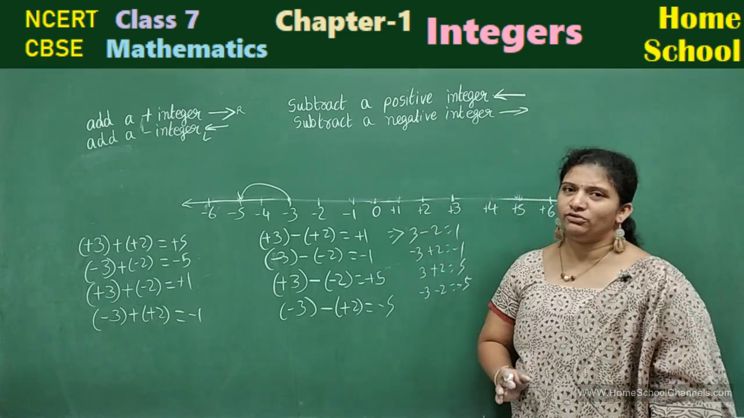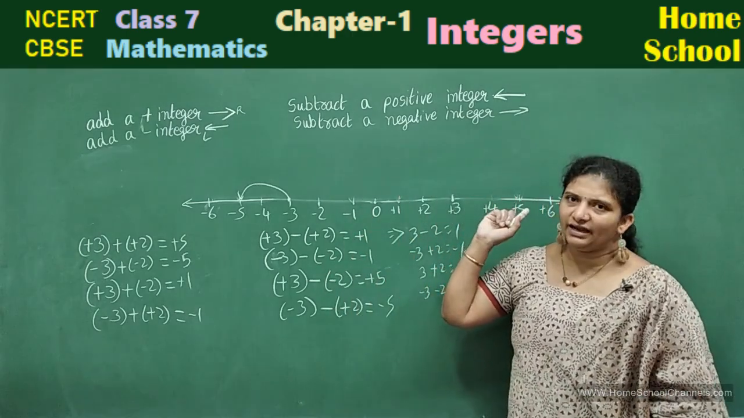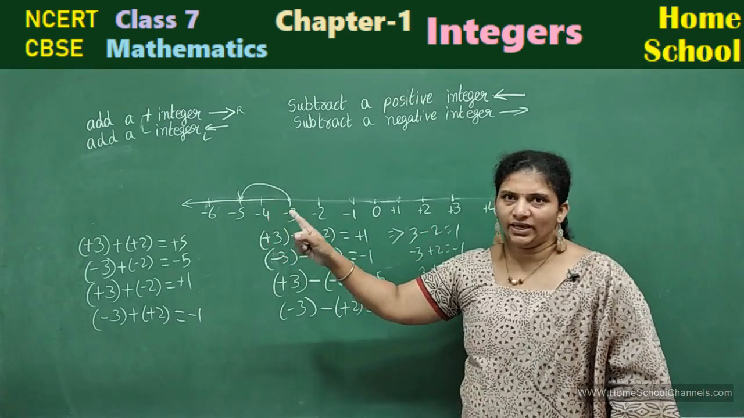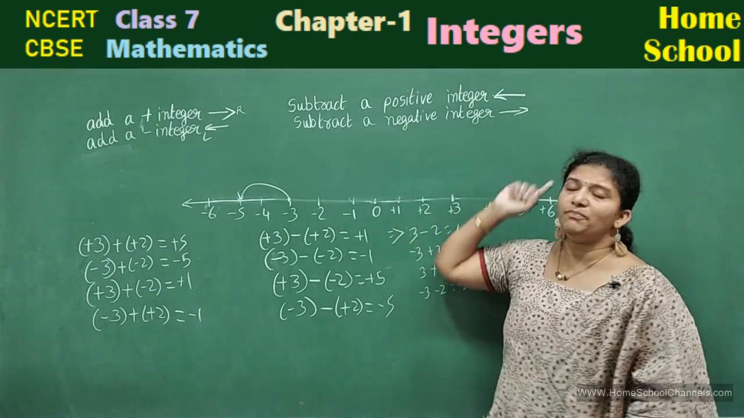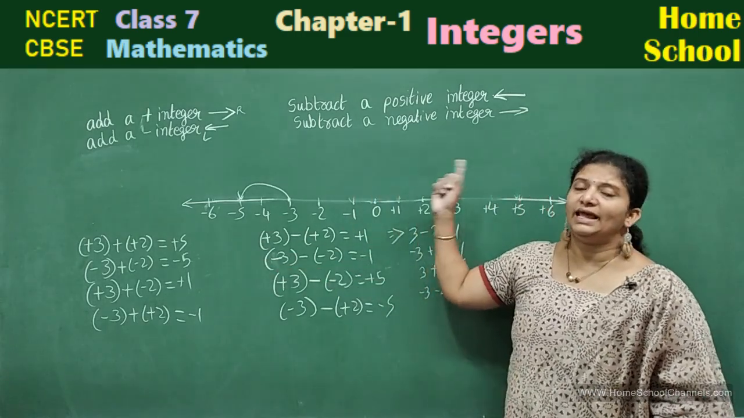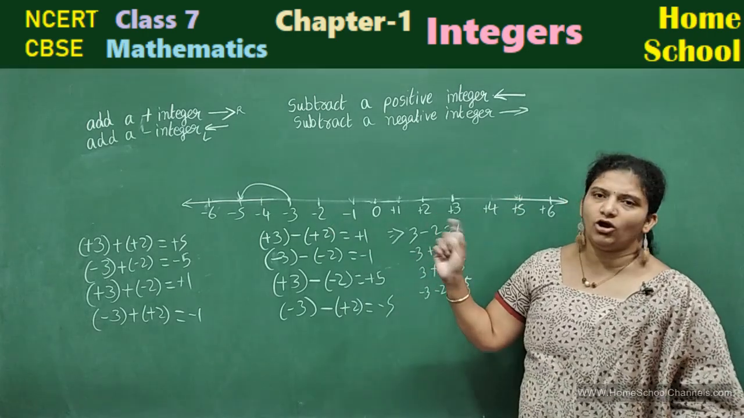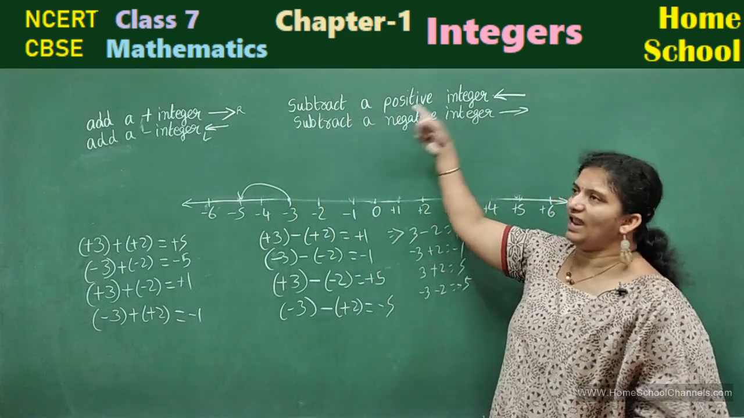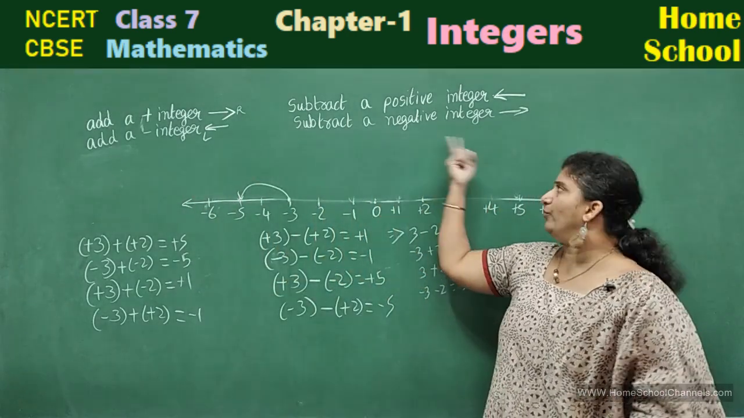Okay, what is the point you need to remember? When you add a positive integer on a number line, we move right side. When you add a negative integer on a number line, we move left side. When you are subtracting a positive integer, we move left side. When you subtract a negative integer, we move right side. Okay, just exactly opposite. When you add positive, right. When you subtract positive, left. When you add a negative, left. When you subtract a negative, right.